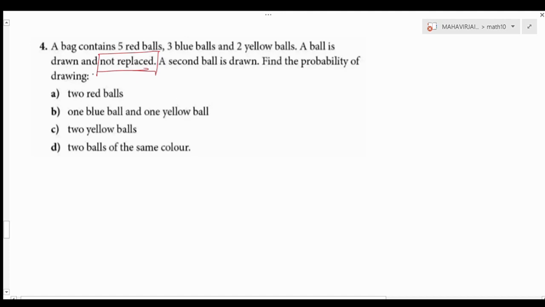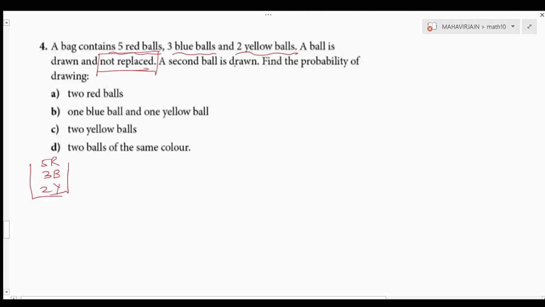Here we have the next part which says what? A bag has 5 red balls, 3 blue and 2 yellow. So here I make a bag for you to understand. Here you have say a bag with 5 red, 3 blue and 2 yellow. Okay, done. A ball is drawn and not replaced. I have already highlighted, not replaced.